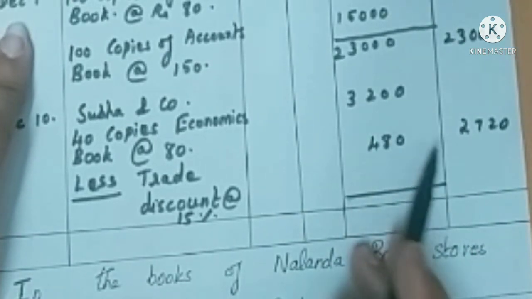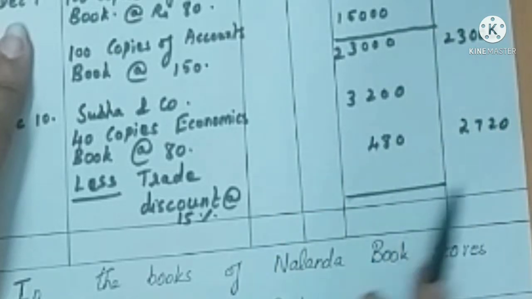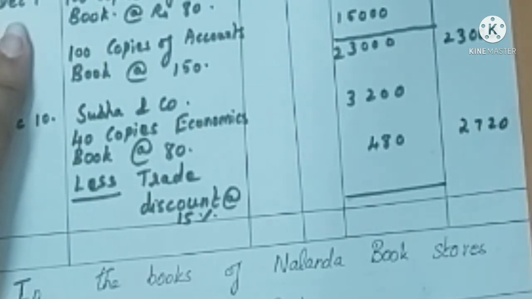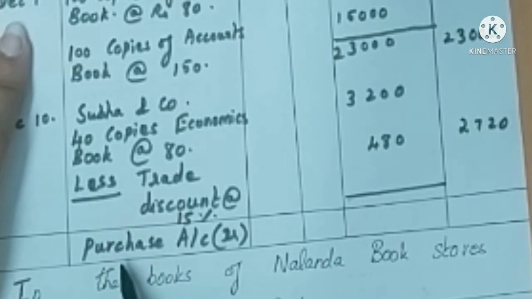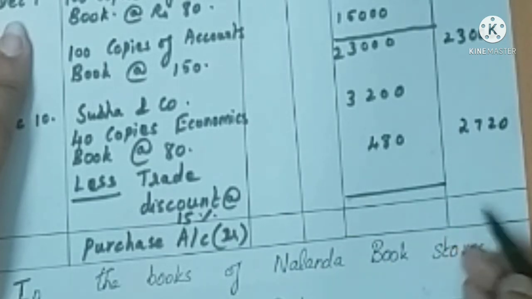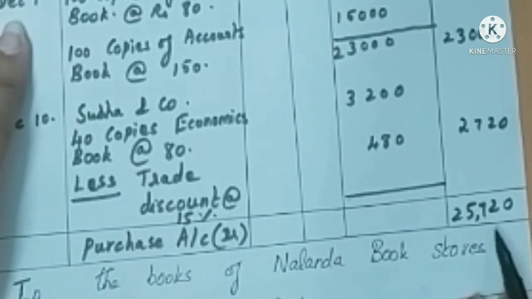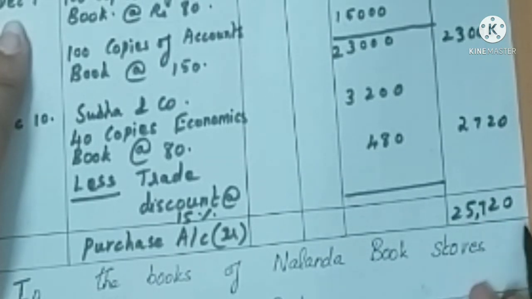Okay. Now what is the total purchase made? That is 23,000 plus 2,720. Let's see what is the total purchase now. So we have to write purchase account debit. Okay, we get 25,720. So the total purchase is 25,720.